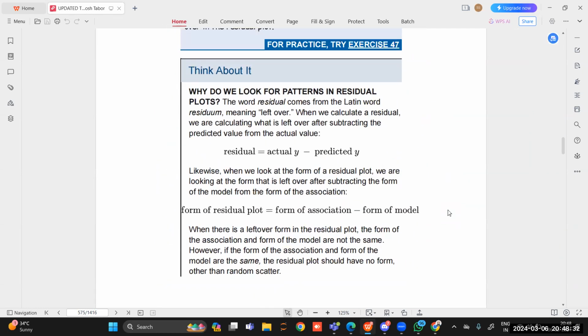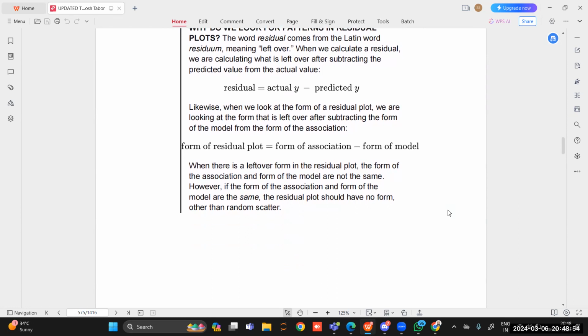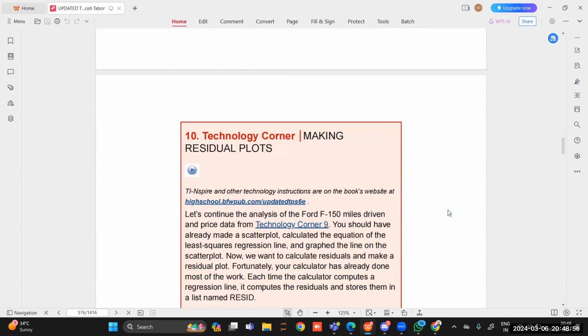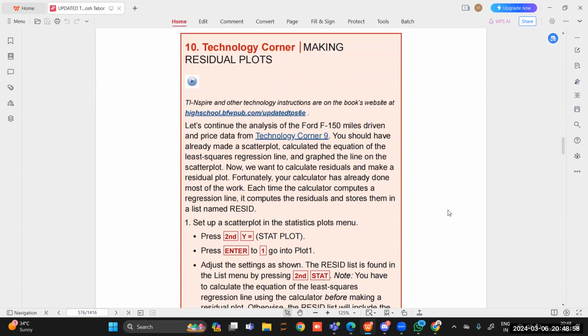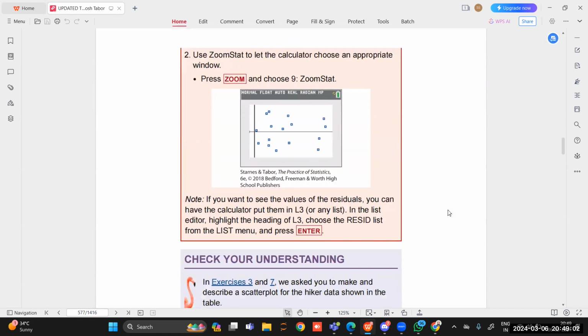See this. Think about it. Why do we look for patterns in residual plots? The word residual comes from the Latin word residuum, meaning leftover. When we calculate a residual, we are calculating what is left over after subtracting the predicted value from the actual value. Correct. So residual is actual value minus the predicted value. We have seen how to calculate the residuals. So the form of the residual plot is the form of the association minus the form of the model. That's the thing. Making residual plots, software is given there.